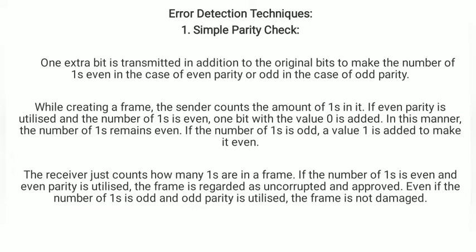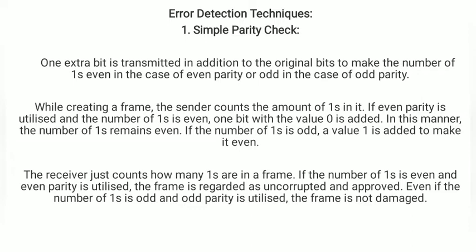Burst error is when two or more consecutive bits are corrupted during the transmission. For example, the sender sends 1011 but the receiver receives 1100, that is, 0 changes to 1 and 1 changes to 0 during transmission.